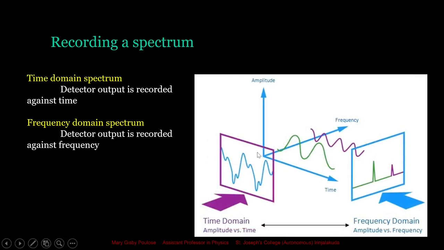Now in this picture, I can show the difference between these two domains. If we have different wavelengths passing through the detector at a particular instant, say the green wavelength and the violet wavelength passing through the detector, in the time domain spectroscopy I get the sum of these two wavelengths in the output. Whereas I get the particular green and violet wavelengths separately only in the frequency domain output.